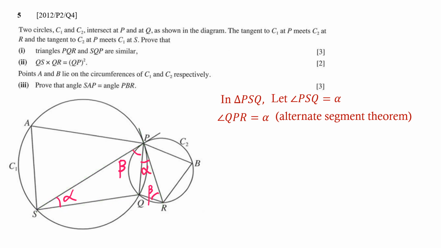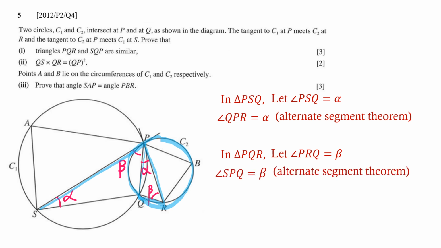Then the next thing is let's look at triangle PQR. So now we concentrate on this triangle. This triangle is inside this circle, right? So the tangent line will be SP. When you're faced with this kind of problem, not to worry, we do one thing at a time, one circle, one tangent at a time. In triangle PQR, we're going to let angle PRQ be beta, and therefore SPQ will also be beta using the alternate segment theorem.